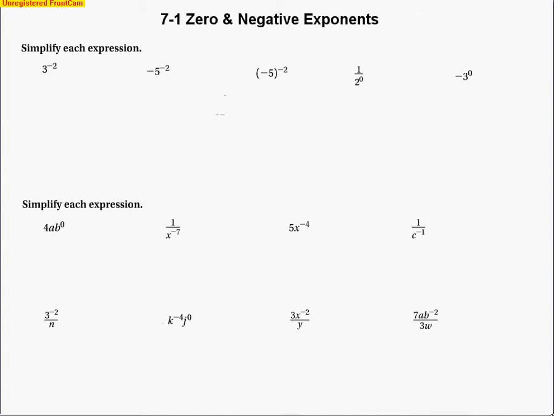This is the tutorial for Chapter 7, Section 1, titled Zero and Negative Exponents. And so looking at our first problem here, they're asking us to simplify each expression. So they've got this negative exponent. And so what does that mean?